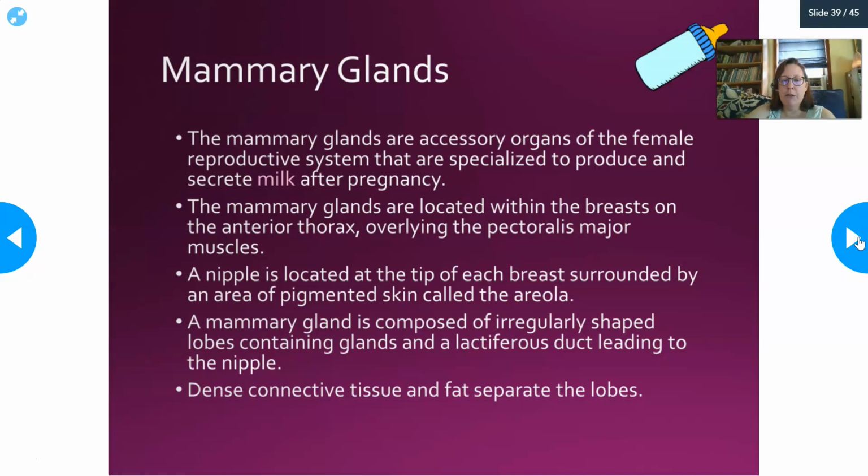A mammary gland is composed of irregularly shaped lobes that contain glands and a lactiferous duct that leads to the nipple. These glands are actually like modified sweat glands.